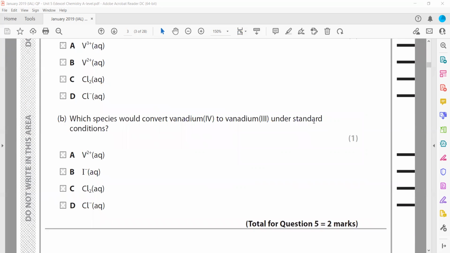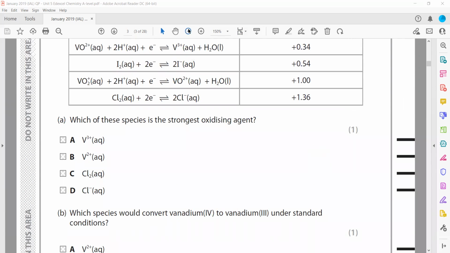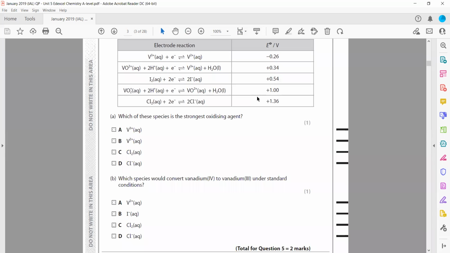Then which species would convert vanadium 4 to vanadium 3 under standard conditions? So vanadium 4 is converted into vanadium 3. Now these are the equations which are given. We will check each equation. Which equation has vanadium 4 converting into vanadium 3? So this is the equation.